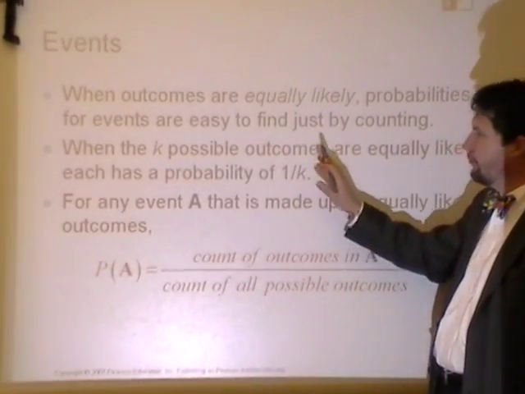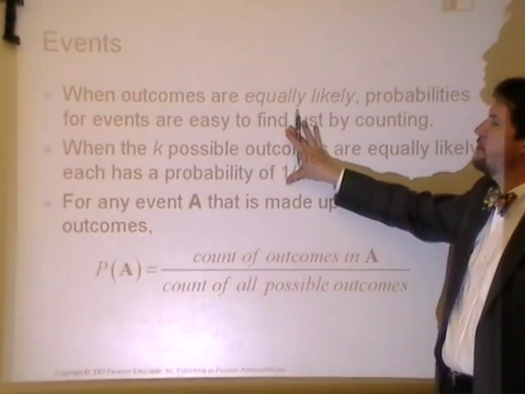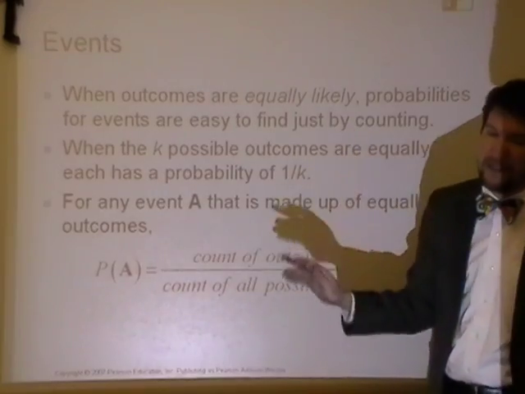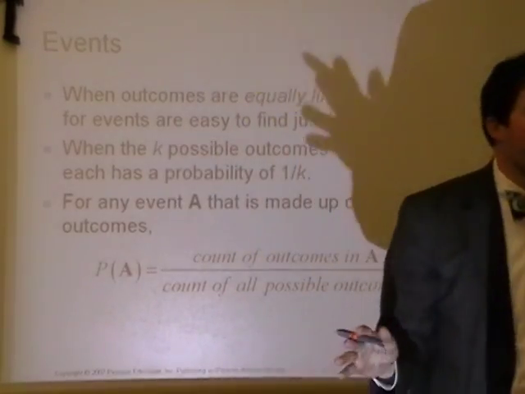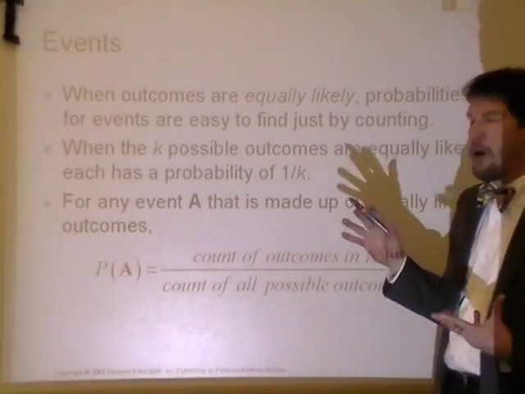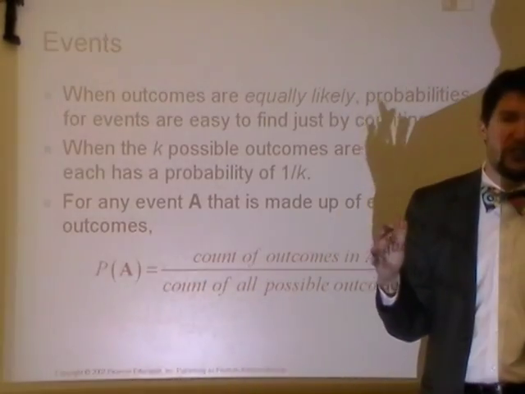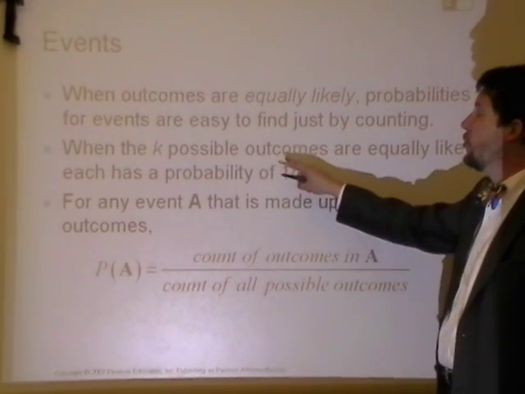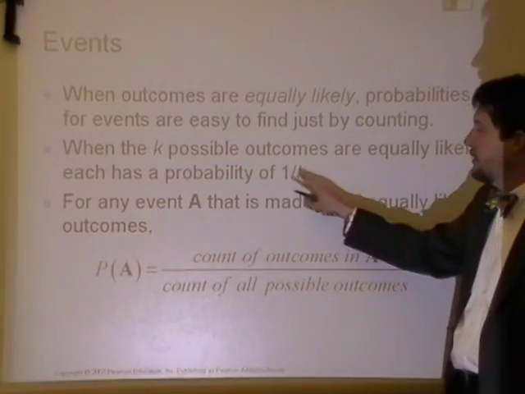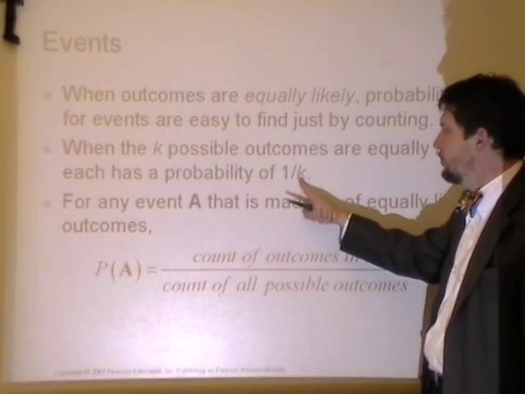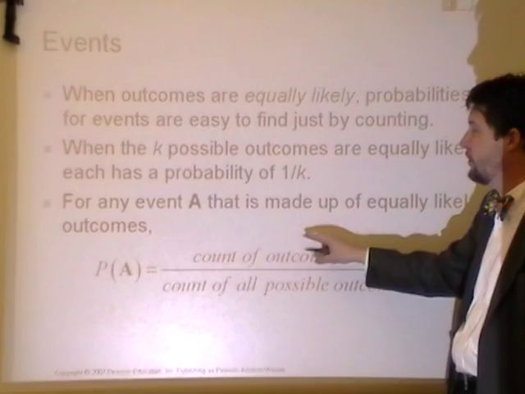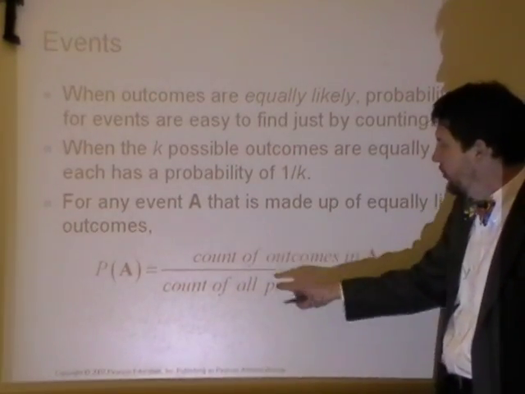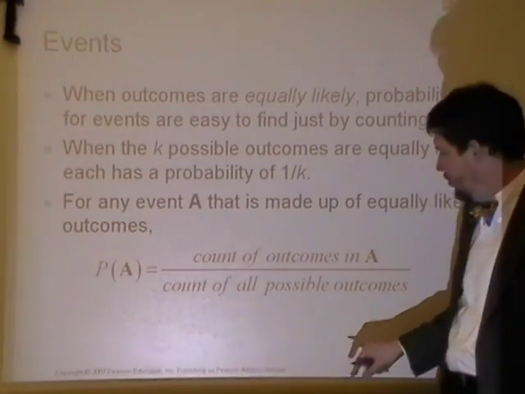Okay. So, this says right here a whole bunch of stuff, and it says when outcomes are equally likely, probabilities for events are easy to find just by counting. Now, what that means is that if you've got a whole bunch of events and the probability of them are all the same, then you can count how many there are. And then, this is lovely, when the k possible outcomes are equally likely, each has a probability of 1 over k. We'll talk about that in just a second. And for each event A that is made up of equally likely events or outcomes, probability of A is the count of outcomes in A divided by the count of all possible outcomes.